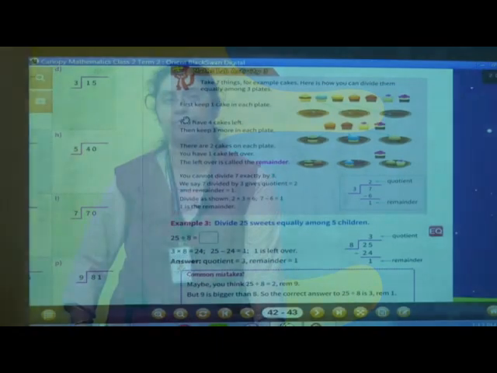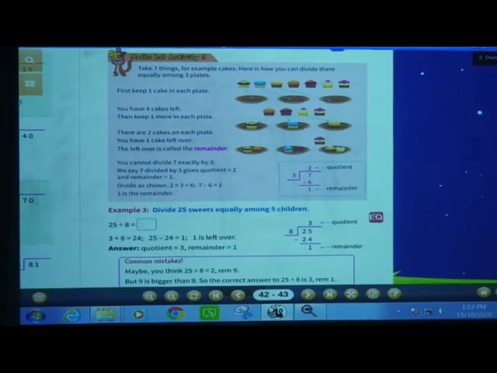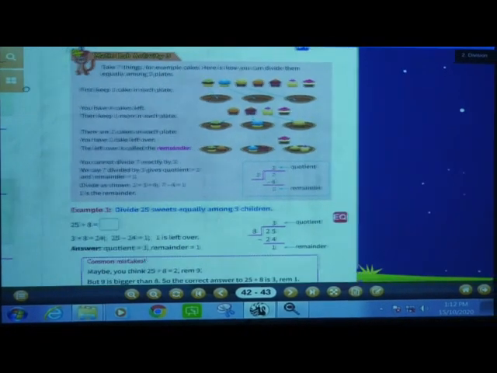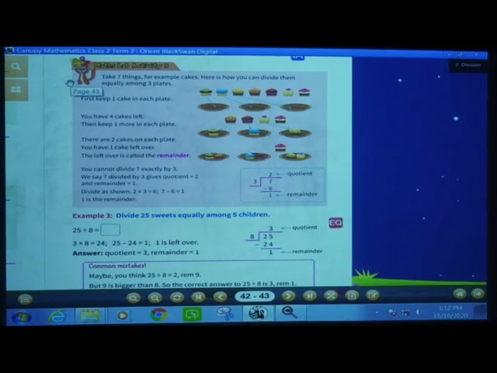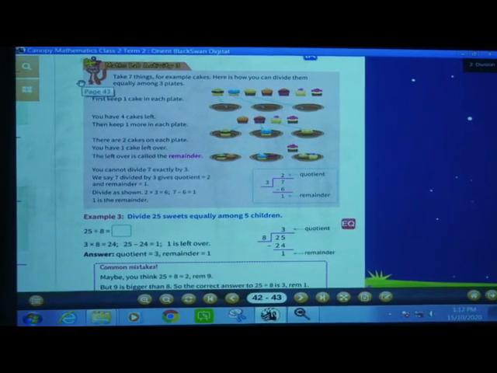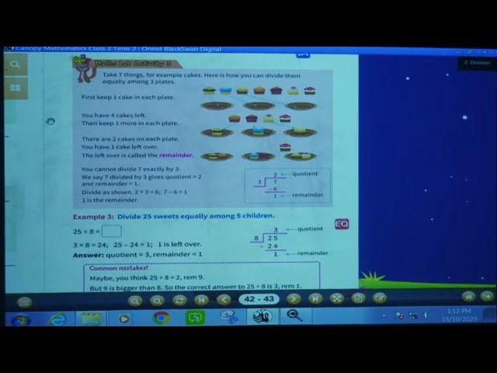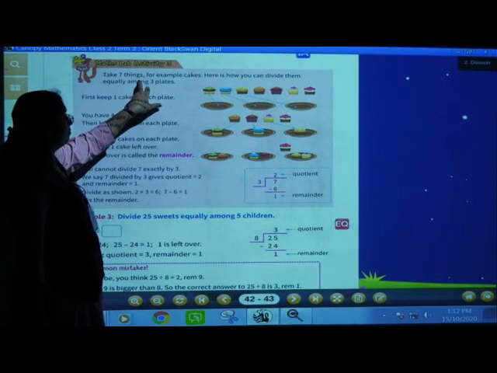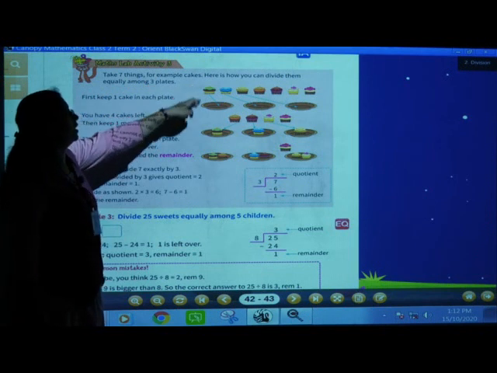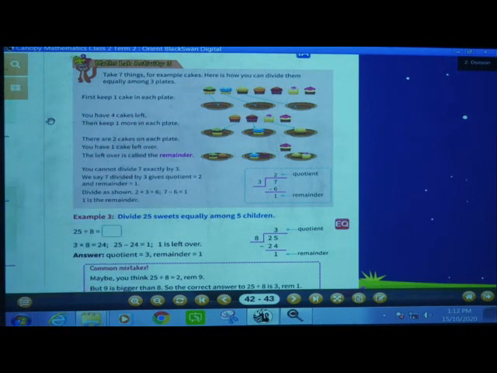Okay. So open your Canopy textbook, page number 43. See here one activity is there. Maths lab activity number 3. We will see what is the activity. Take 7 things, for example cakes. Here is how we can divide them equally among 3 plates.